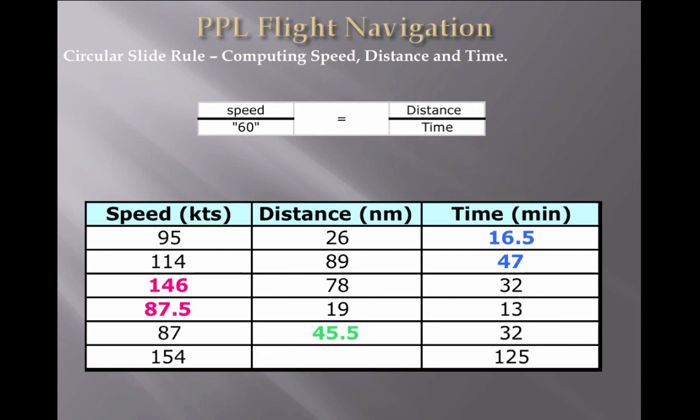Okay, let's do the last one. So we've got a speed of 154 knots. So we move our base 60 pointer to 154. And we look at our time. And above our time, because time is always on the inside, distance will be on the outside. I'm getting 32.2. So again, it's not 32.2 nautical miles, not at that speed, and not in that amount of time. So it must be 322 nautical miles. Done.